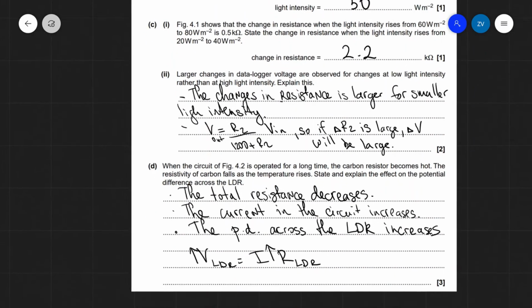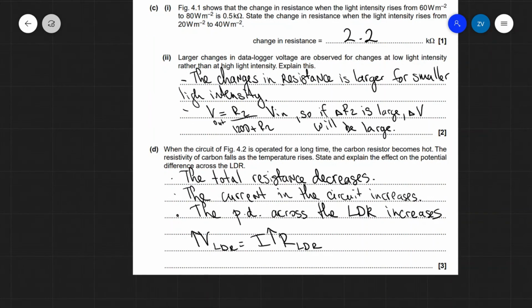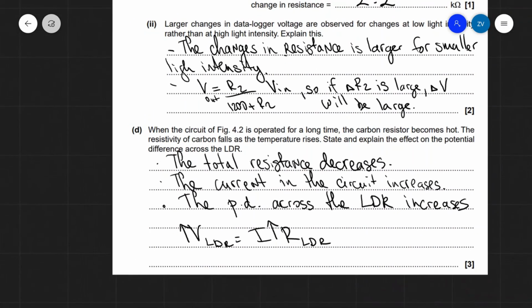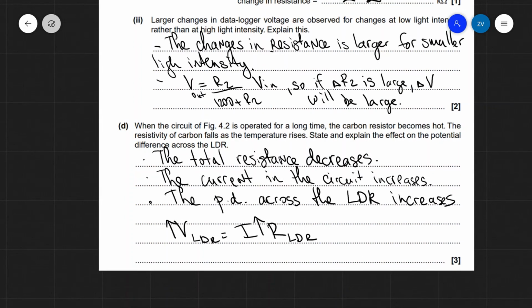Part D is really interesting. It's a standard potential divider question, really important one. So when the circuit of figure 4.2 is operated for a long time, the carbon resistor becomes hot. The resistivity of carbon falls as the temperature rises. State and explain the effect on the potential difference across the LDR.